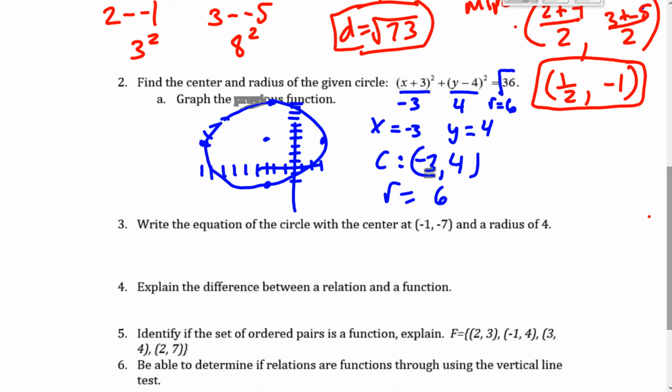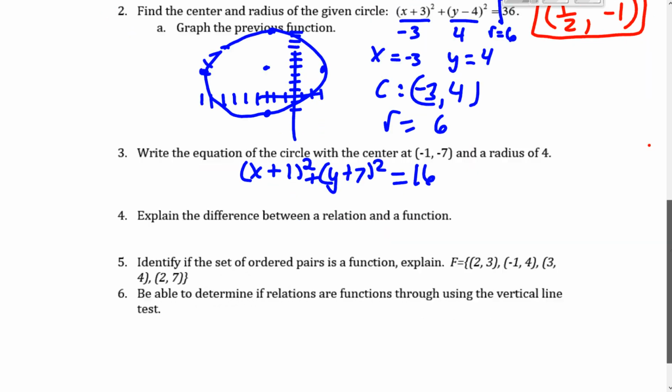Okay, now write the equation. So we're kind of doing this backwards. So my center x was -1, but in the equation it becomes +1. So that means my factor would be x plus 1, and it's being squared. And then for the y of -7, that means it's a y plus 7, quantity squared. And then there needs to be a plus sign in between. Equals our radius, where our radius is 4, but I need to square that, so I get 16. So there's my equation for that one.